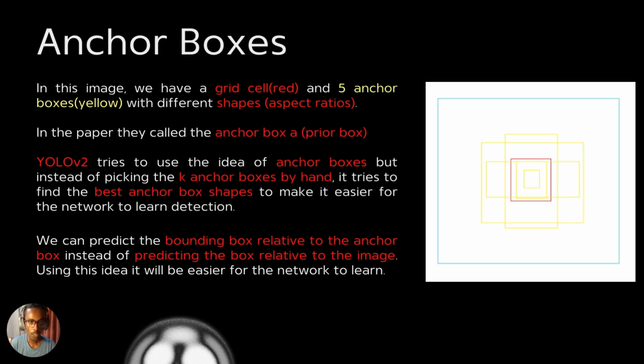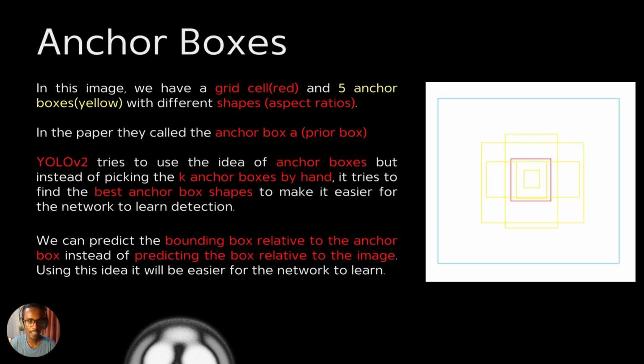So in the paper, they called anchor boxes by a different name. They call them prior boxes. So when you read the paper, you don't have to be confused because they are the same terms. YOLO v2 tries to use the idea of anchor boxes, but instead of picking K anchor boxes by hand, so where did they come from? Like, how do we select these 5 anchor boxes?